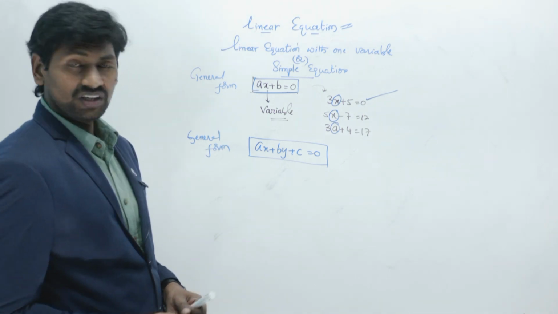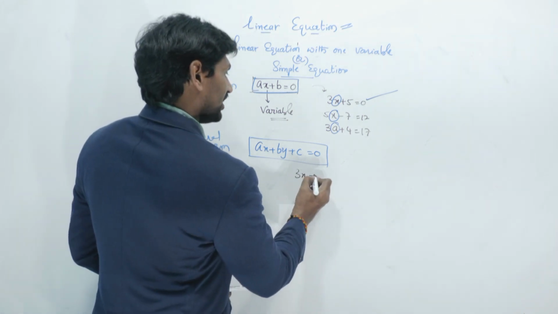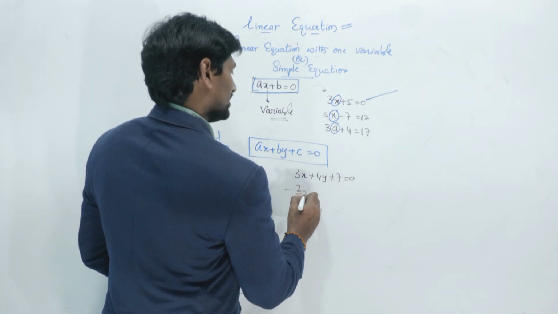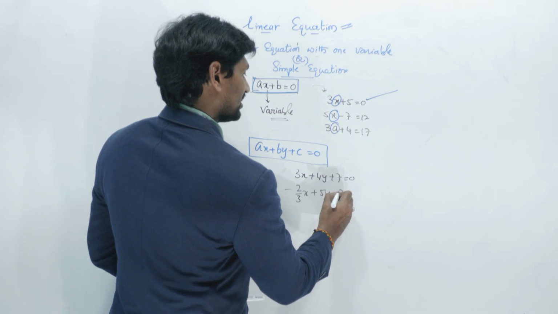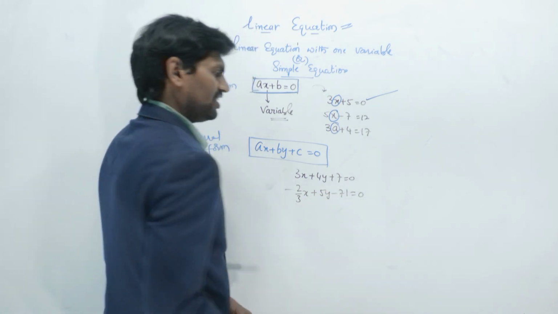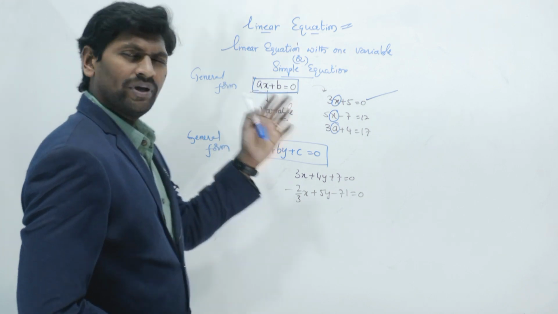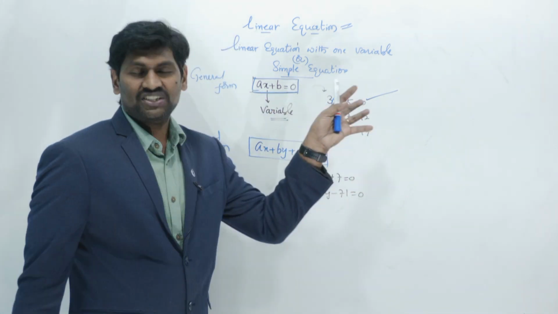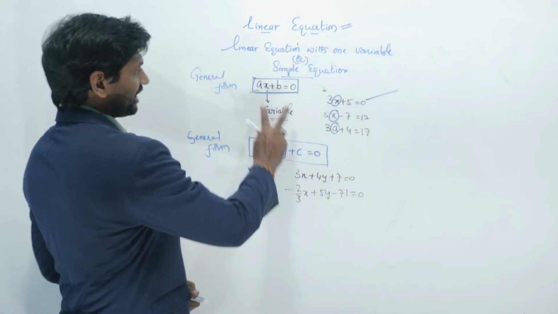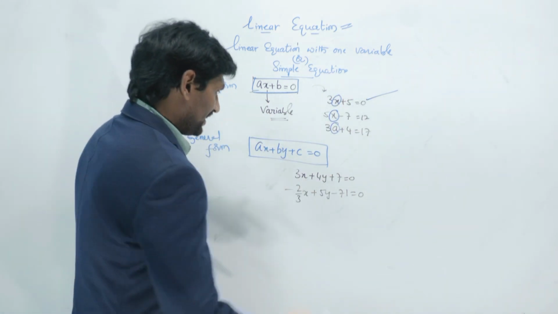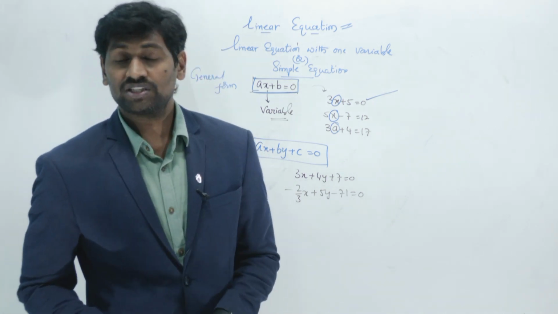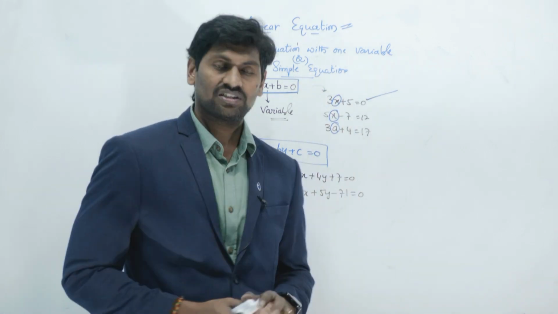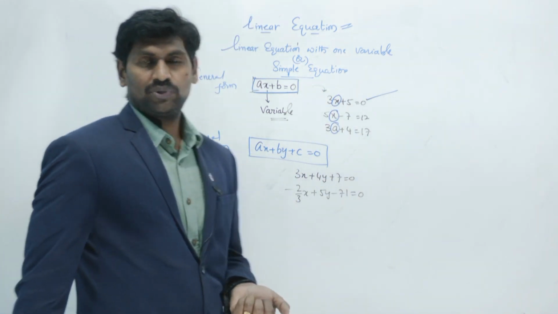For this, we can take examples like 3x plus 4y plus 7 equal to 0, and minus 2 by 3x plus 5y minus 71 equal to 0. These two examples we can take, and we can write infinitely many examples. A linear equation in one variable has the general form ax plus b equal to 0. A linear equation in two variables has the general form ax plus by plus c equal to 0. A linear equation with one variable also has another name, simple equations.